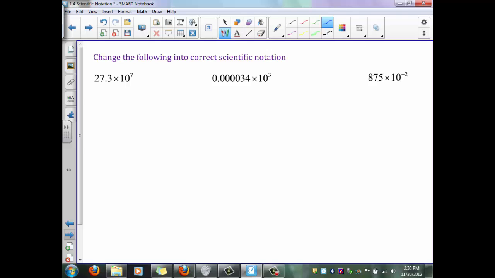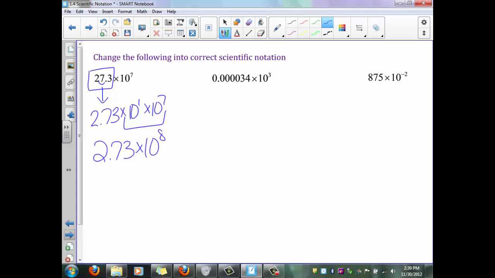Now, notice all of these have scientific notation in them, but they're not correct, because if you look at that first number, they all have too many digits before the decimal. So in this first one, let's look at just this part. We can rewrite this as 2.73 times 10 to the first, because notice we only move it one spot, and then times 10 to the 7th. This is what we talked about yesterday. If you multiply bases, you can add exponents. So we'll have 2.73 times 10 to the 8th.